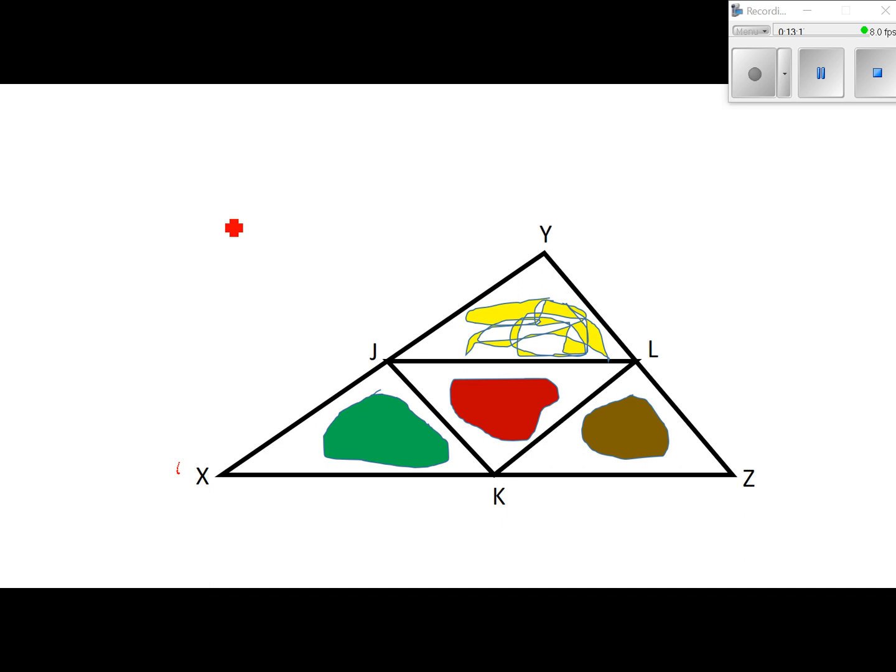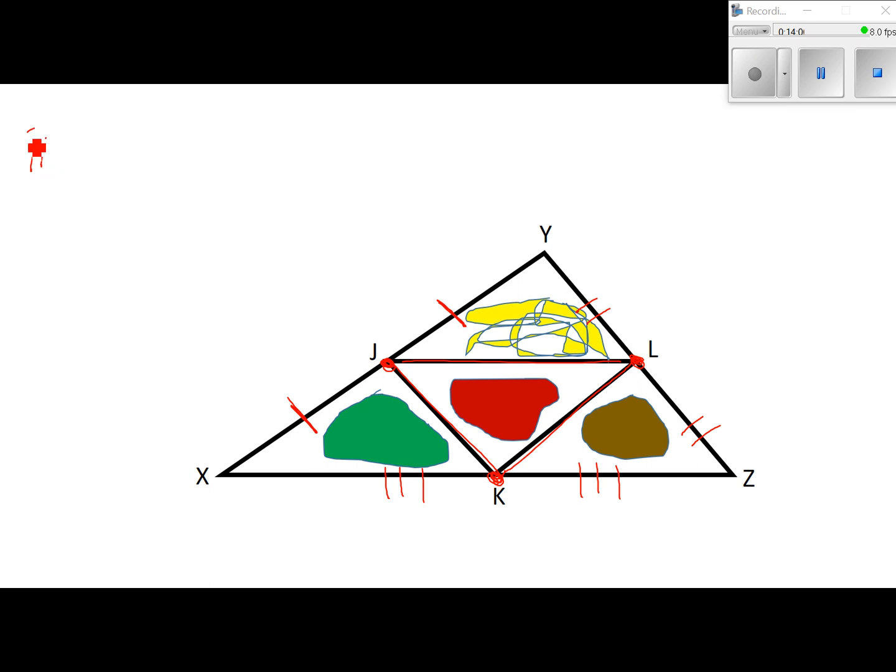Next one, they give us a picture, it looks something like this on 11 through 16. And they tell us that segment XJ is congruent to segment JY, and they tell us that segment YL is congruent to segment LZ, and then they tell us that these two segments are congruent to each other. So that means each of these points, J, L, and K, are midpoints, and if they're midpoints, then each of these segments is a mid-segment.